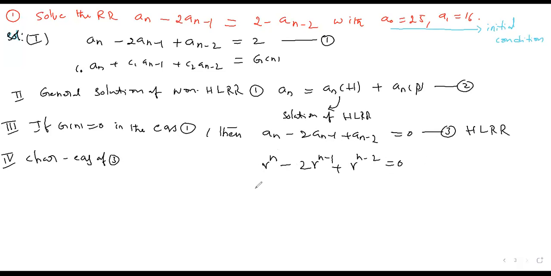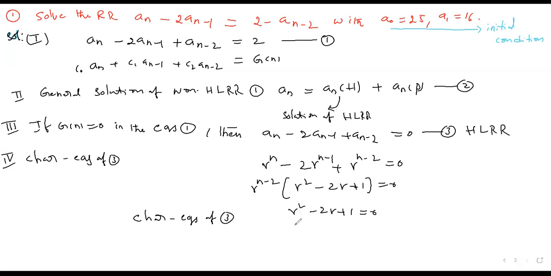Here r power n minus 2 is the least one, that's why you can take r power n minus 2 as common. If you take r power n minus 2 common, you will get r square minus 2r plus 1 equals 0. Finally, this can be written as r square minus 2r plus 1 equals 0. This is the characteristic equation of 3.